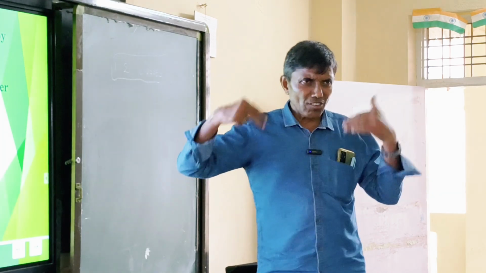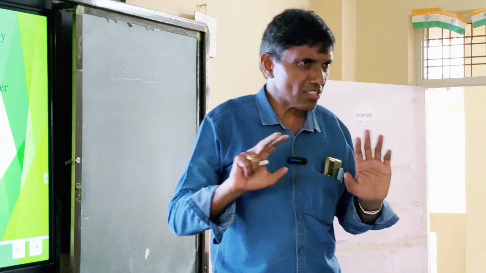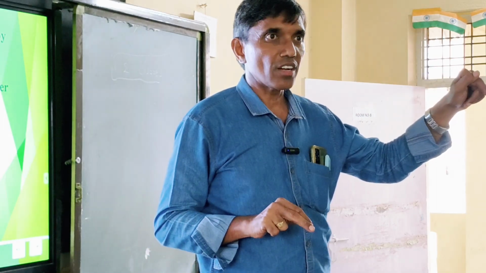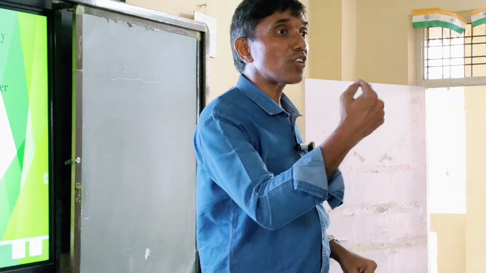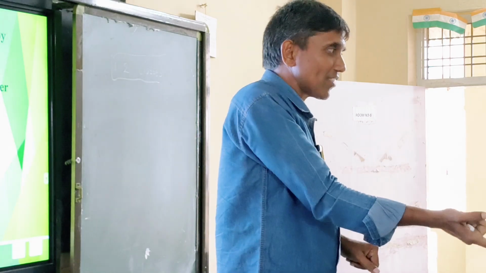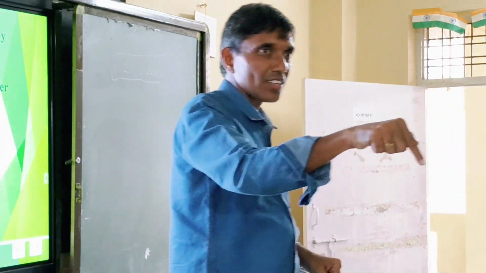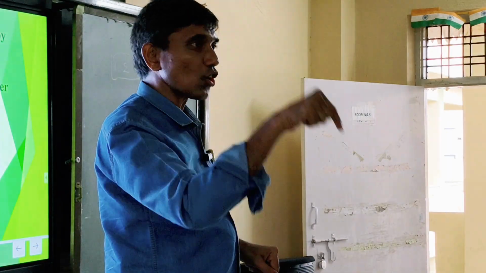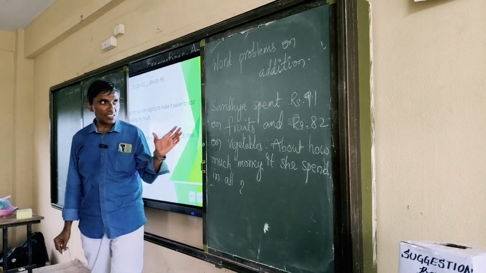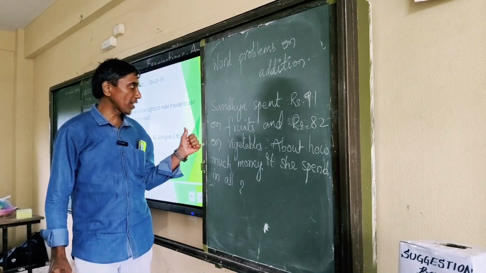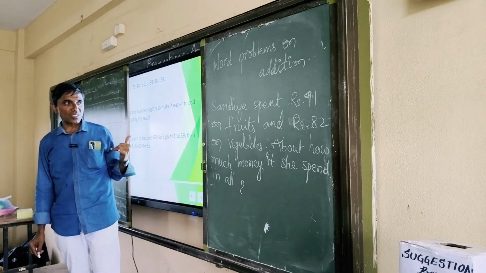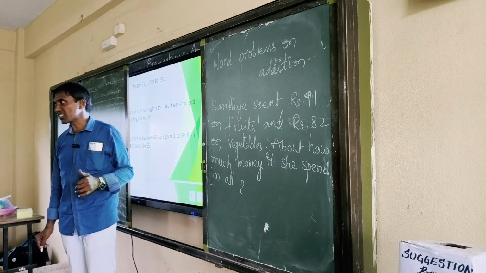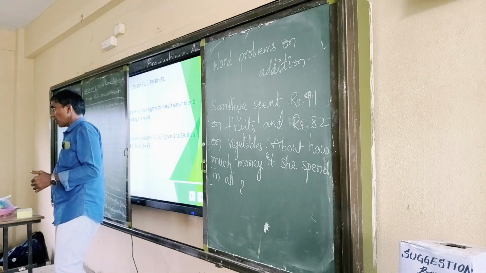We have a lot of subject in our mind, that is not the important thing. What is inside the child's mind is the important thing, because how successfully your TLP goes is based on thinking about the child's inside thought process. Question: Sandhya spent rupees 91 on fruits and rupees 82 on vegetables. About how much money did she spend on all?